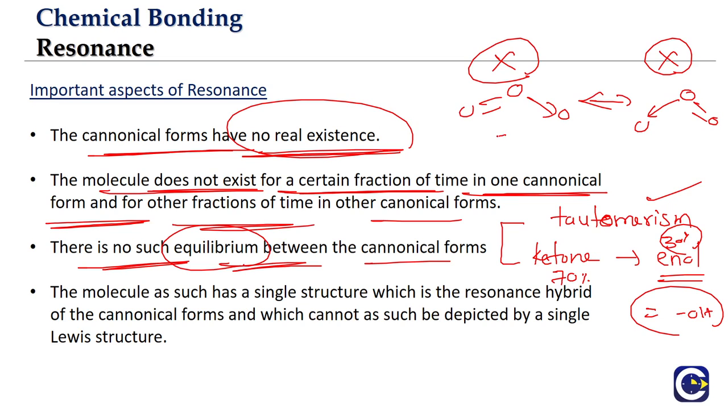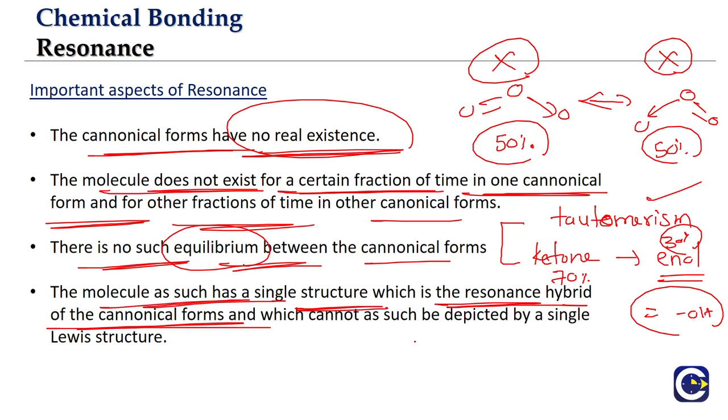It is not like this structure will have 50% existence and this will have 50%. The canonical forms are not forms that will exist in equilibrium or anything. It is not a phenomenon like tautomerism that we learn in organic chemistry. Canonical forms in fact do not have any real existence. And what is the most important thing? The molecule as such has just one single structure, which is the resonance hybrid of all the canonical forms. And this cannot be depicted by a single Lewis structure. We cannot put it on paper with one single structure. That is the reason why we give all these possible alternative canonical forms.